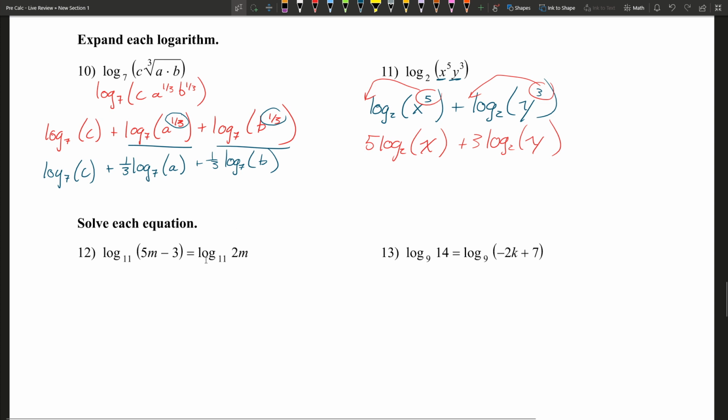All right. Number 12, we're going to use the one-to-one property. So because there's a log base 11 on both sides, they cancel. And then we're just left with 5m minus 3 is equal to 2m. And then we just solve that algebraically. So I would subtract 2m from both sides to get 3m, and then add 3 to both sides to get 3, and then divide both sides by 3 to get m is equal to 1.